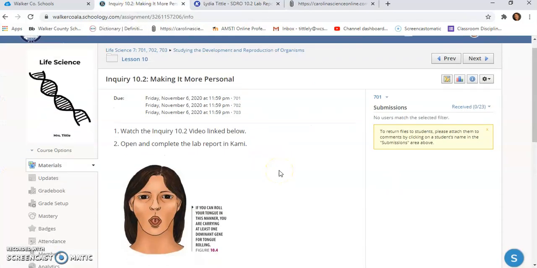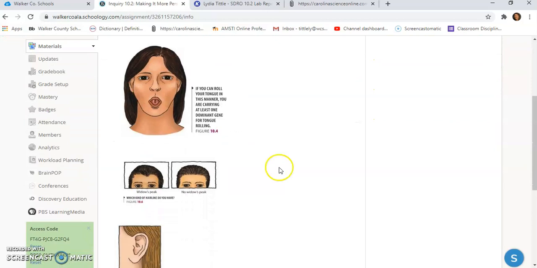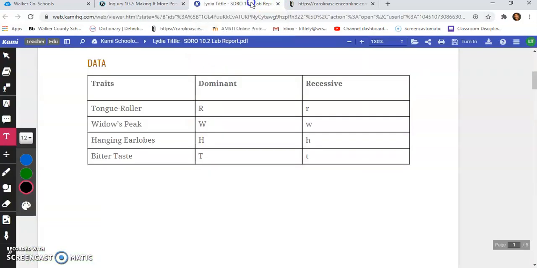I attached pictures here from the textbook that will show you how to determine if you can roll your tongue. The type of tongue rolling I'm talking about is where you can make your tongue in a U shape. If you can roll your tongue in this manner, then you have the dominant gene for tongue rolling. So if we take a look at our lab report, if you're a tongue roller, you're going to mark that you have the dominant trait.